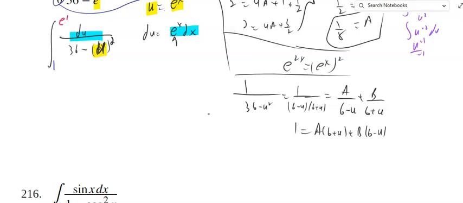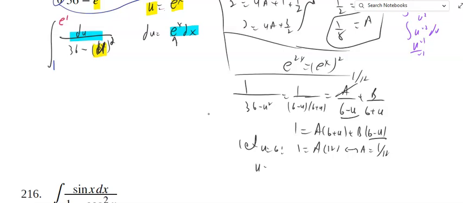If we use u-substitution, you could use a different letter. Let u equal 6. 6 plus 6 is 12. 6 minus 6 is 0. So a is 1 over 12.